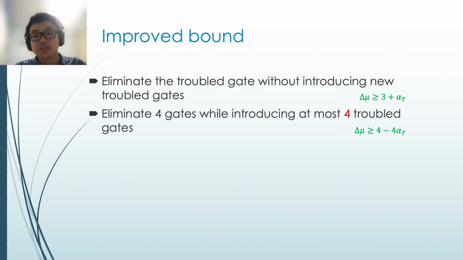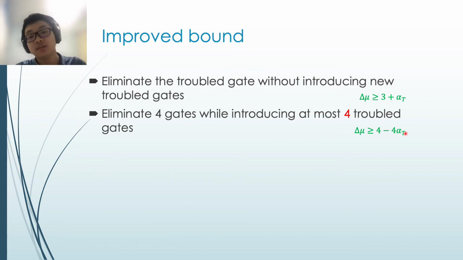Remember the two cases we said previously on the decrement of the complexity measure. One case: we eliminate a trouble gate without introducing new trouble gates, so the measure remains the same. The second case: we eliminate 4 gates. And now, instead of introducing 16 trouble gates, we are able to argue that only 4 can be introduced. So we can decrease the complexity measure by 4 minus 4 alpha now. In such case, by plugging in the alpha, we can get a 3.1n minus little n lower bound.